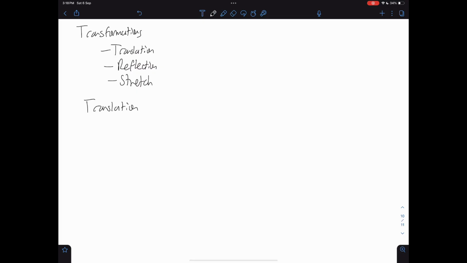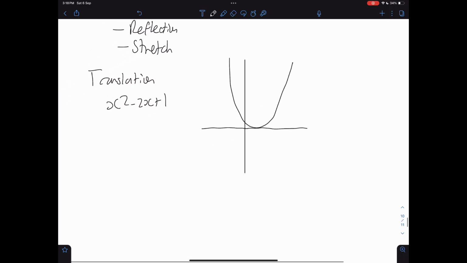Imagine the graph x squared minus 2x plus 1. And on a graph, it would look like this. Now, let's look at a few points here. This is at 1, which is 1, 0.